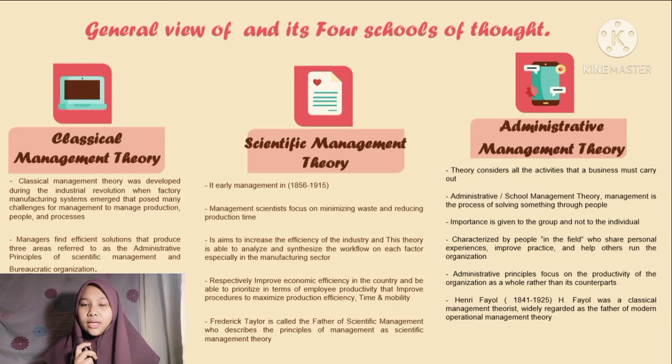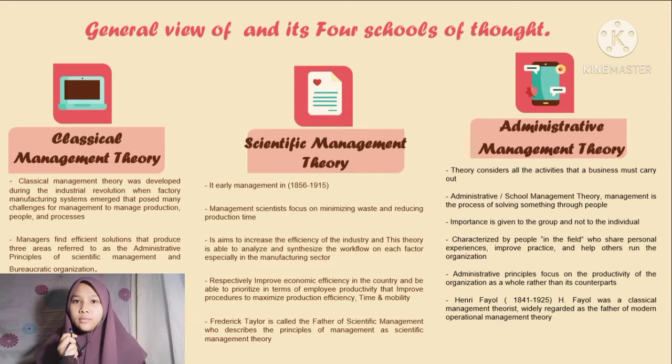Classic management theory was developed during the Industrial Revolution, when manufacturing systems emerged that posed many challenges for management to manage production, people, and process. Managers find efficient solutions that produce three theories, referred to as the scientific management theory, administrative management theory, and bureaucracy management theory.